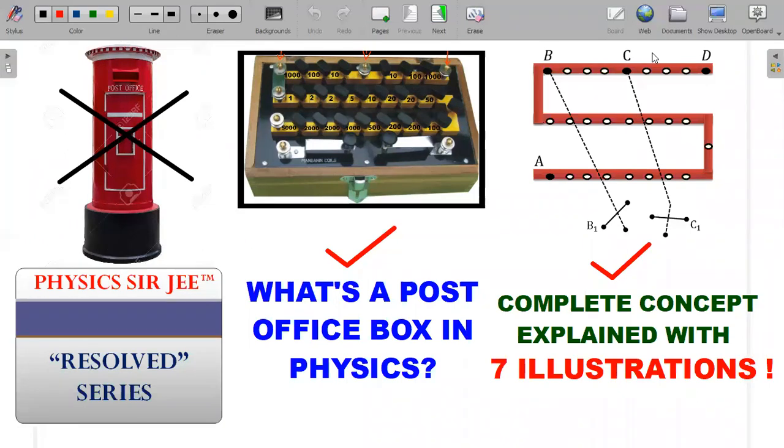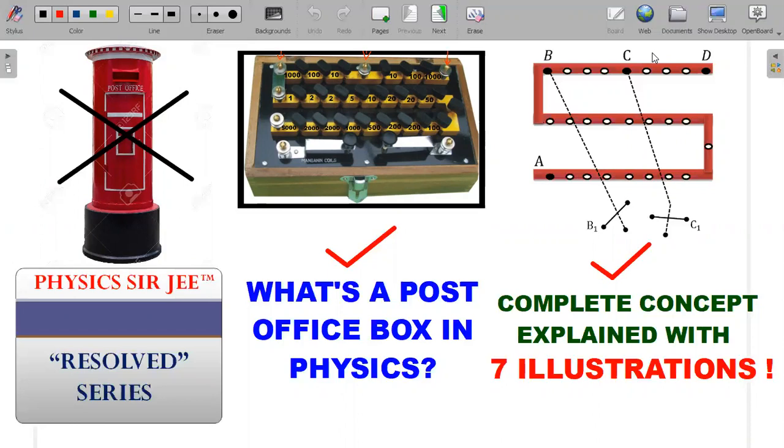So this is the post office box in physics experiments. As you could realize, the naming of this is a post office box because in olden days they used to actually use this to communicate. It was originally called the British post office box because Englishmen used to use this during World War for telegraph communications.